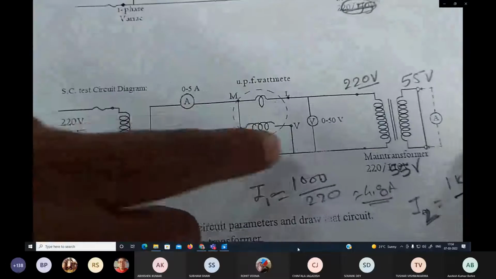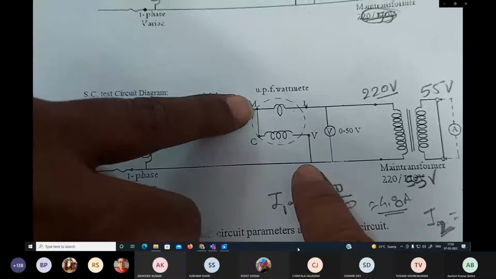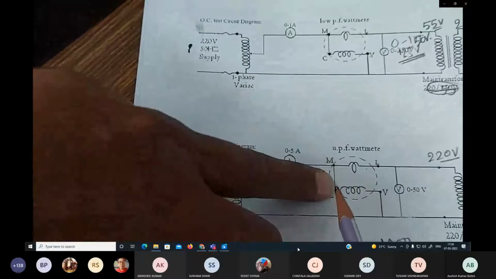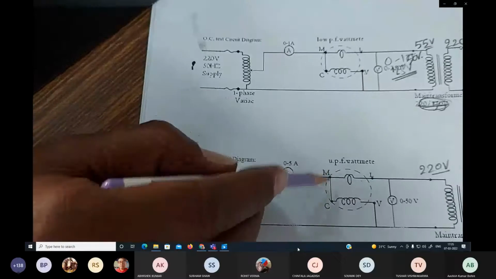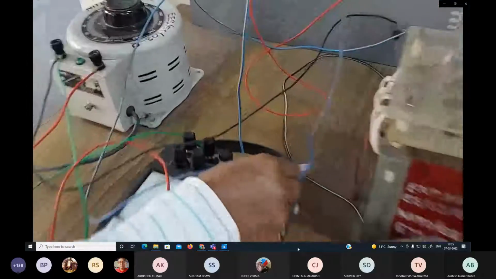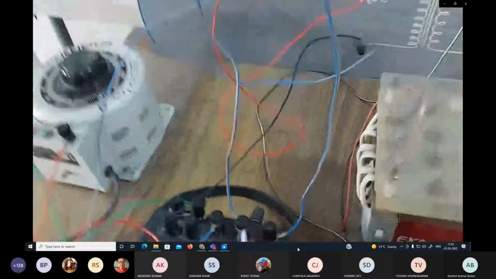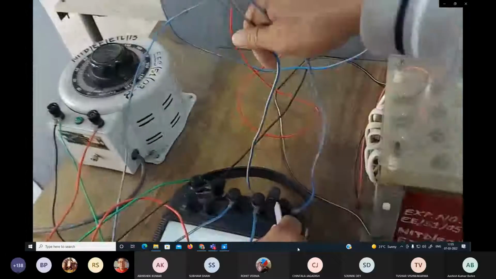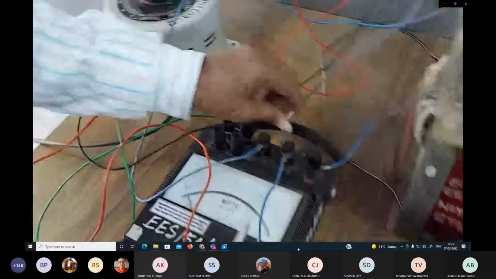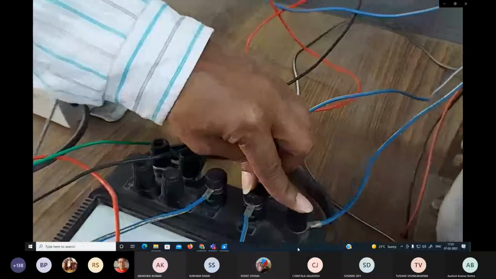Now, the point to be noted is that M and C points are not connected directly for the wattmeter, so we need to short them. That's why we have connected C, the common point of the wattmeter, by one wire. This wire is taken longer, but we can use a short wire also. That is also possible. So M and C are shorted.